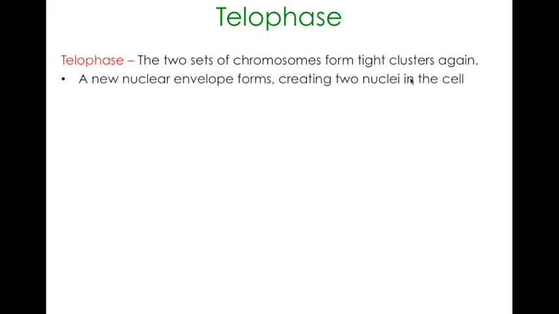A new nucleus needs to form, so the nuclear envelope needs to reform around the DNA of each daughter cell, and so the cell will now have two nuclei instead of one. Now you've got to remember the cell hasn't fully divided in half yet. Only the nucleus has divided in half to form your two nuclei, and that's why you have two nuclei forming in the one cell.